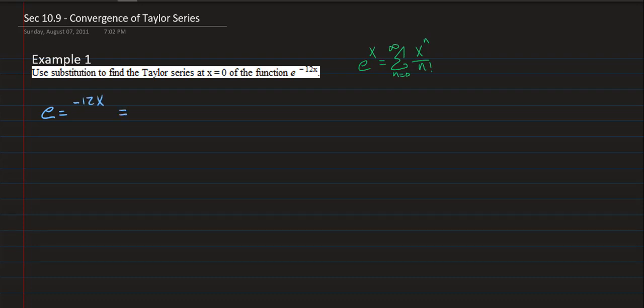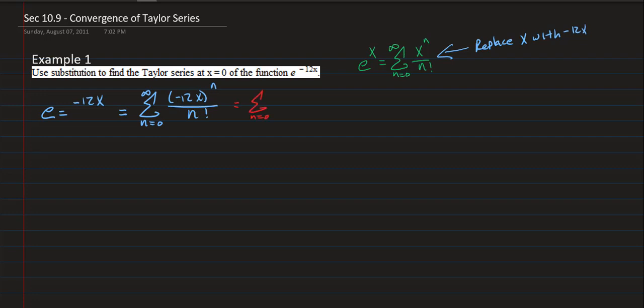In order to find the series for this, I'm going to replace what with what? In this series, what gets replaced? I replace x with negative 12x. So this becomes negative 12x raised to the n divided by n factorial. Now you don't want to leave it like this. You do want to clean it up. This is going to be equal to the sum n equals 0 to infinity of negative 1 raised to a power of n times 12x raised to a power of n. That way you can see that this is going to be an alternating series.